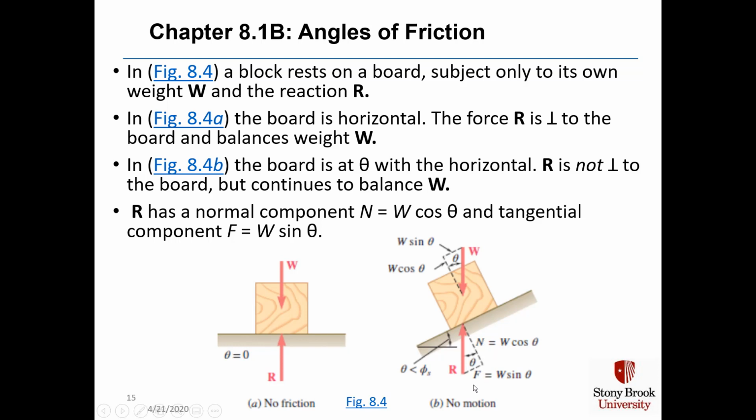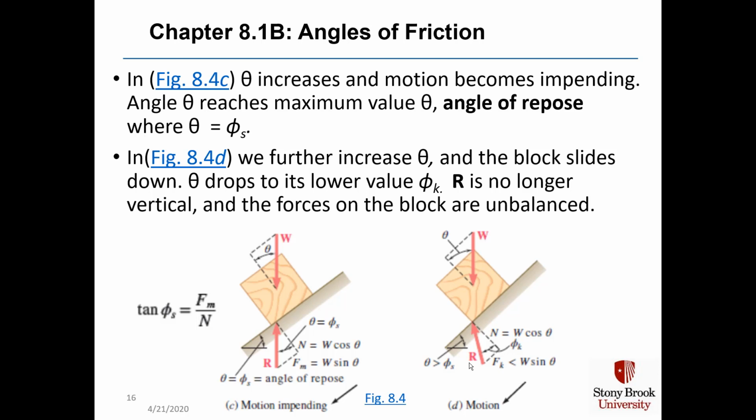So here's force R, which has a normal component, N equals W cosine theta, and that's normal to the surface of the slide and the block. And it has a tangential component, which is parallel to that same surface. We call that force F, which is equal to W times sine theta. And in figure 8.4c, theta increases and the motion becomes impending. An angle theta reaches its max value, which we call the angle of repose.